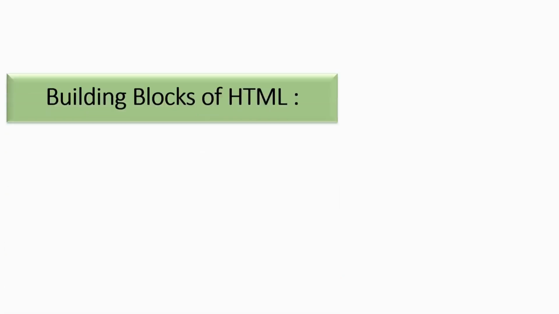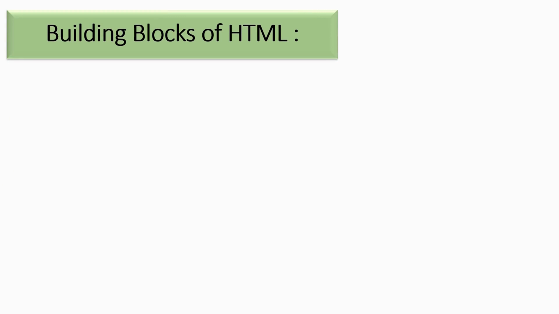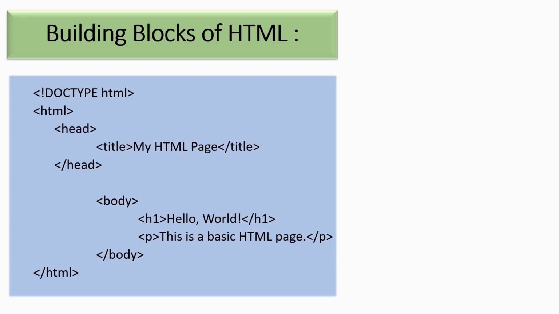Now, let us know what the building blocks of HTML are. Think of HTML like a set of building blocks. It consists of various elements that define the structure and content of a web page. Each of these elements serves a specific purpose, from creating headings and paragraphs to inserting images and links in the HTML website. Here is the basic structure of HTML, showing how the document is made visible to the user.